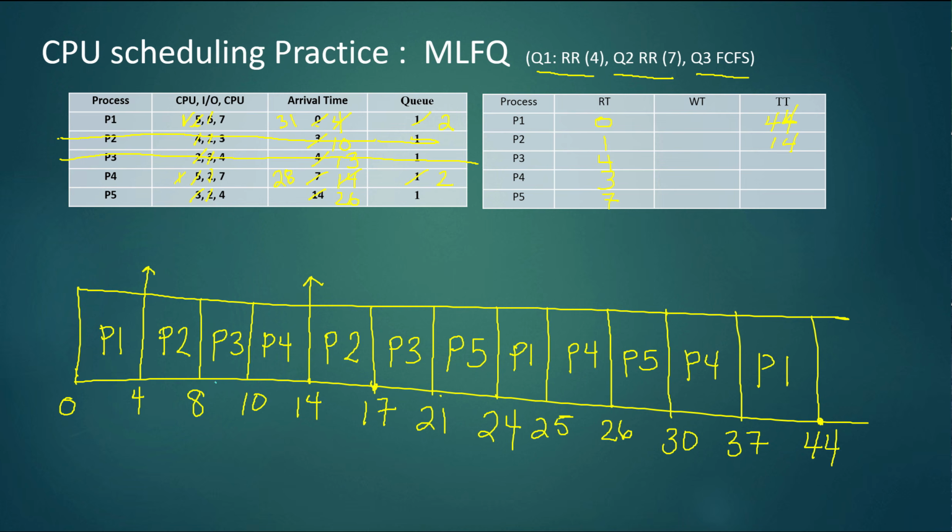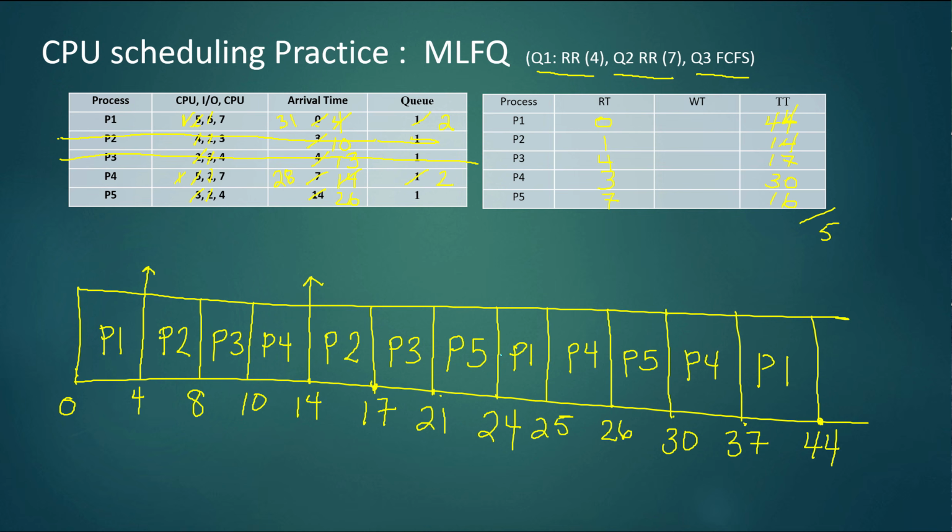P3 finished all of its execution at time 21 and arrived at time 4, so it should have a turnaround time of 17 time units. P4 finished at 37 and arrived at 7, so it has a turnaround time of 30 time units. And P5 finished at time 30 and arrived at time 14, so it has a turnaround time of 16 time units. And you can add these 5 numbers up and divide by 5, and then you get the average. Also, that's the same with the response time.